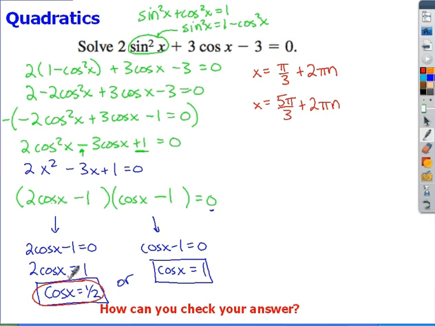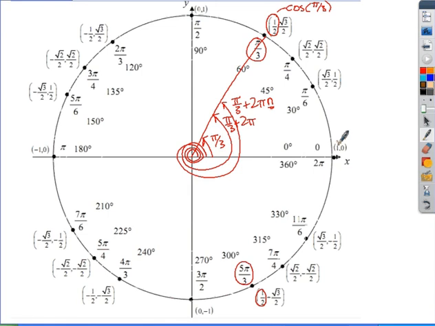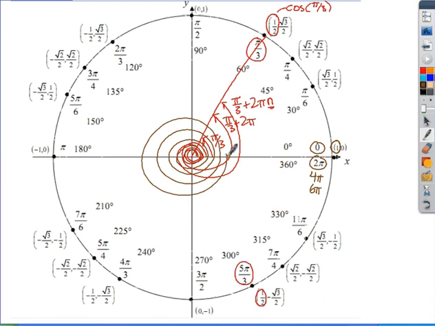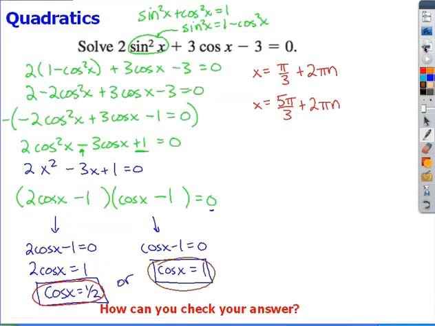Let me switch to another color. How about brown? So let's look at this guy. Well, now we're looking for where is cosine equal to 1. Cosine is equal to 1 right there. So that's at the angle 0, or 2 pi, or actually another one there is 4 pi, or 6 pi. Every time we go around, it's 2 pi, 4 pi, 6 pi, 8 pi, 10 pi. We just keep going like that. And so what we have there is x equals 2 pi multiplied by n.